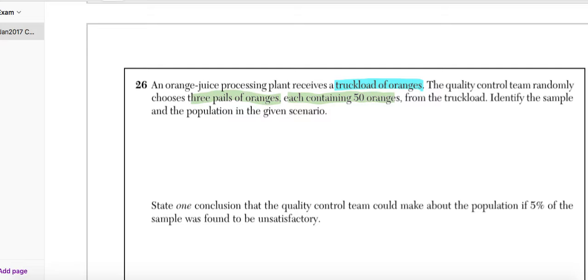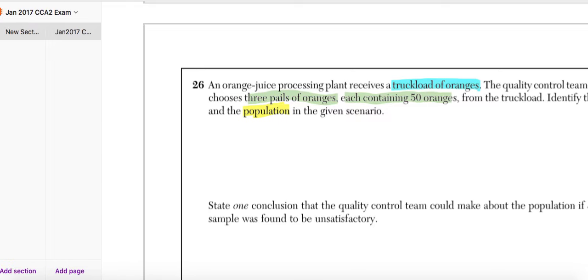Identify the sample and the population in the given scenario. So guys, the sample is the part that we took out from the population. The population is everything that's being studied, or everything that we could have looked at.